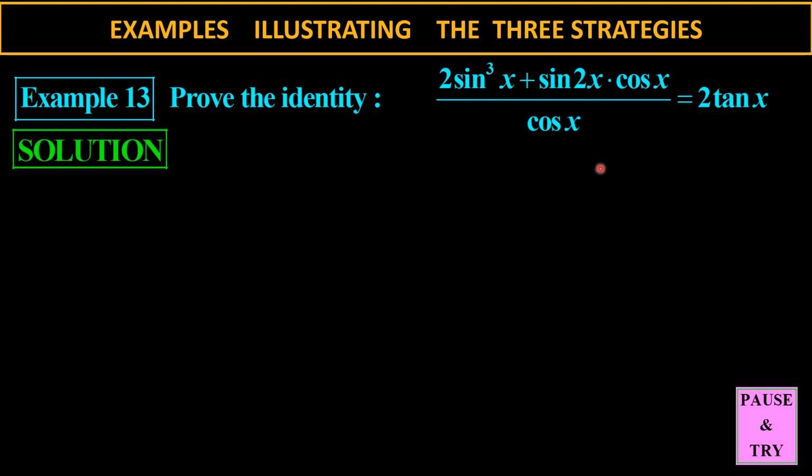And what is strategy 2? That's correct. I can take out a common factor. But is there a common factor there? No, there's no common factor. I cannot take out this sine and this sine. There's no common factor. So if there's no common factor, it leaves me with the third strategy. And what is the third strategy? That's correct. We have to apply an identity.